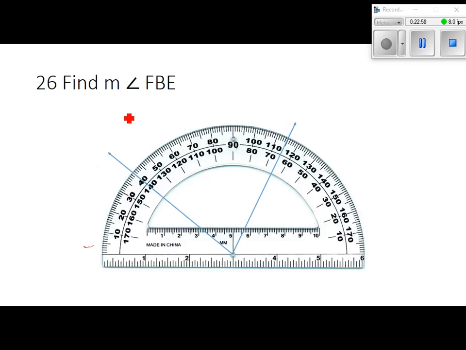Next one, find the measure of angle FBE. FBE runs like this. Well, notice it didn't start at 0. All we've got to do to find the measure of it is count. There's 10, then 20, and you keep going around. Now when you get around to here, notice that it doesn't go another whole 10 over to there.